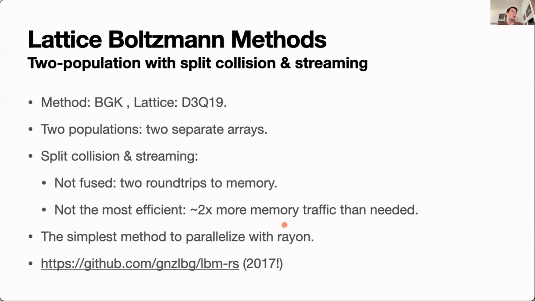A long time ago, like 2017, I wrote a Lattice Boltzmann solver with Rust using Rayon. It picks one of the simplest possible Lattice Boltzmann algorithms. It's a two-population algorithm, so it has two separate arrays. It uses two times the memory that modern algorithms use. And it has something called split collision and streaming, which means it reads and writes to memory twice, also being about 2x slower than most of the modern algorithms. But the main advantage of this algorithm is that it's super easy to parallelize with Rayon. So that is what we are going to be looking at next.